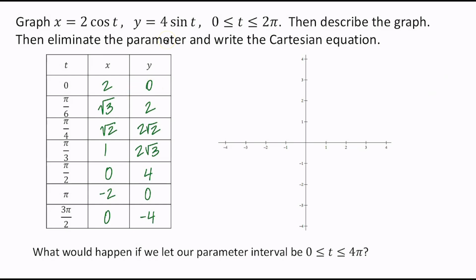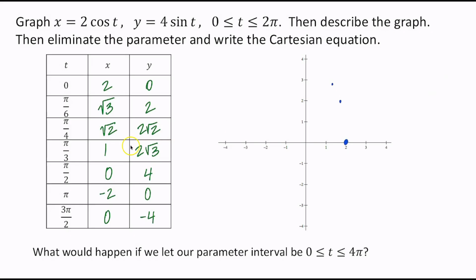So let's go ahead and plot 2, 0. This corresponds to t equal to 0. And then the square root of 3, 2. So let's approximate the square root of 3, which is about 1.72. So 1.72 approximately is right here. And then rad 2 times 2 rad 2. Rad 2 is 1.4. So 2 times 1.4 is like 2.8. So we have 1.4, 2.8. This is getting a little ugly here.